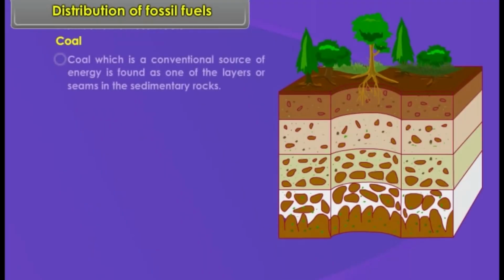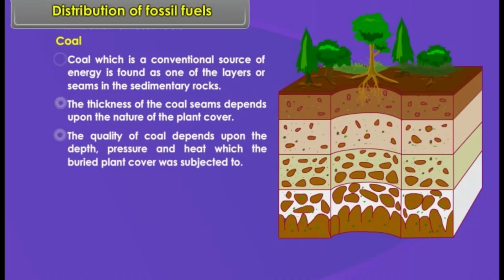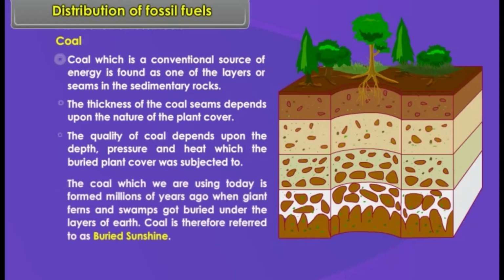Coal. Coal, which is a conventional source of energy, is found as one of the layers or seams in the sedimentary rocks. The thickness of the coal seams depends upon the nature of the plant cover. The quality of coal depends upon the depth, pressure and heat which the buried plant cover was subjected to. The coal which we are using today was formed millions of years ago when giant ferns and swamps got buried under the layers of earth. Coal is therefore referred to as buried sunshine.